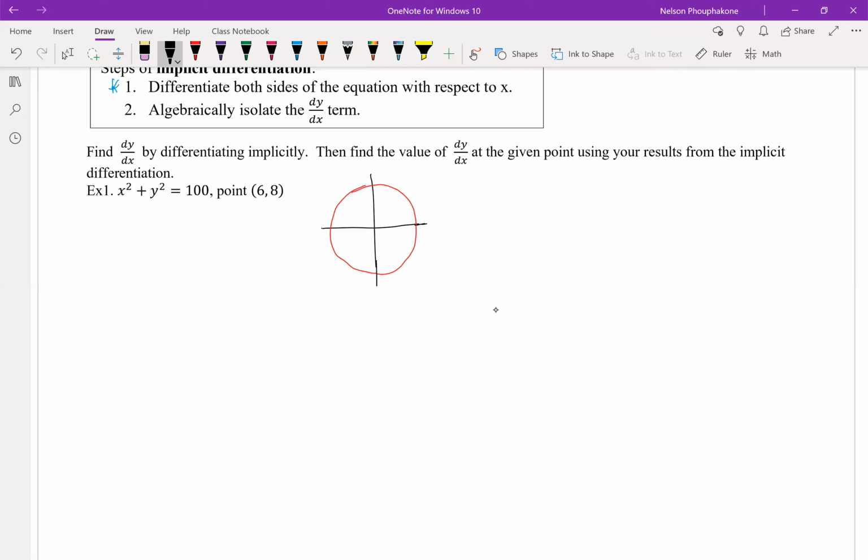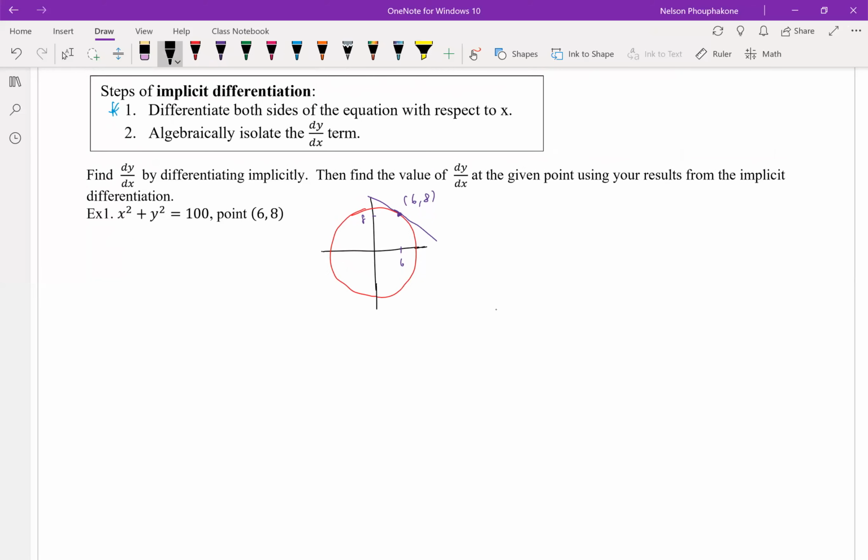In this case, I would like to find dy/dx at the point (6, 8). So basically what I'm looking for is the slope of the tangent line at this point (6, 8) on the circle. Okay, let's see how we do this.